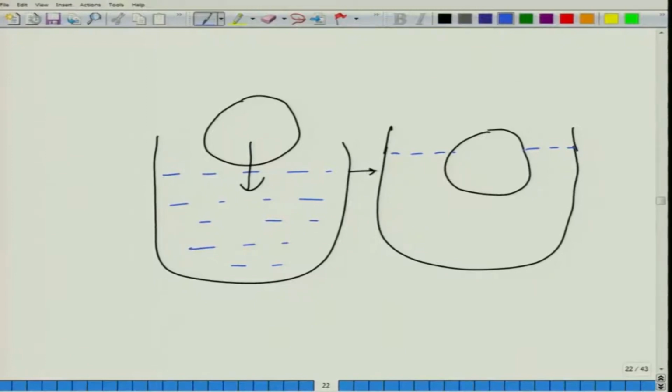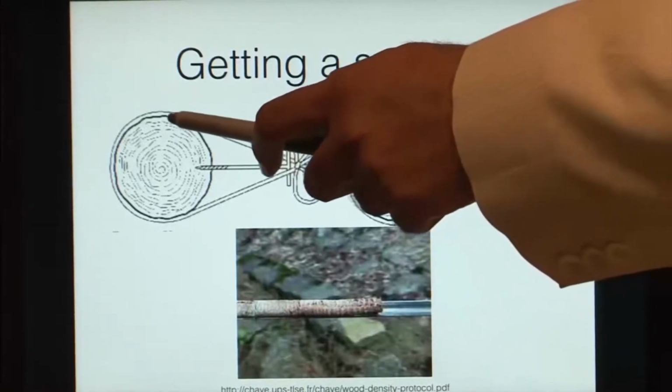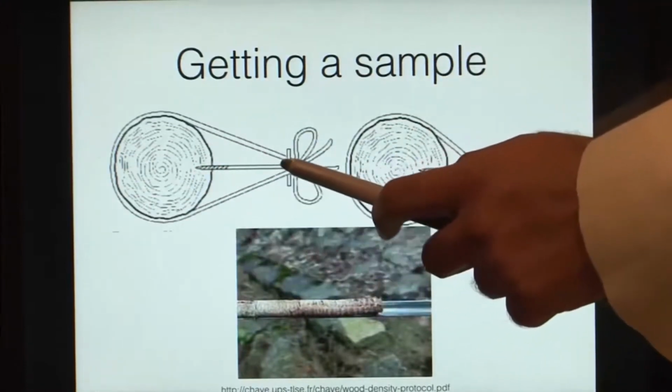First of all, we need to get a sample. So, how do we get a sample from a tree? We can use a borer. As you can see on your slides now, you can use a borer. A borer is used to get the ring counts that we have seen earlier. In the case of hardwood species, we generally put a rope around the tree. So, this is a rope, and here you have the borer.